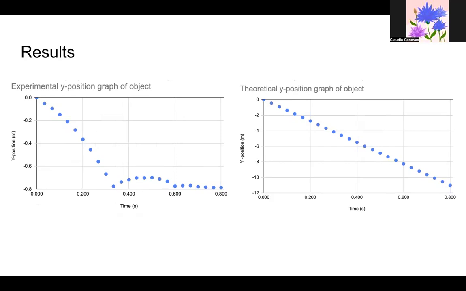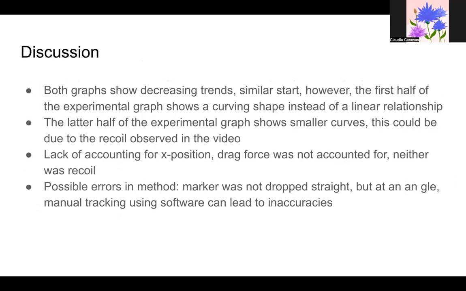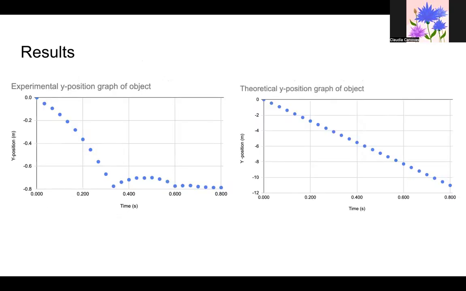In the experiment, we can see that there's more of a curved motion, while the theoretical is purely linear, and we can see these two smaller curves here, which I will explain shortly. Both graphs do show decreasing trends, so we know that gravity is having a negative, downwards effect on the y component of our object. However, the first half of the experimental graph shows a curving shape instead of a linear relationship. The latter half of the experimental graph shows smaller curves. So why could this be?